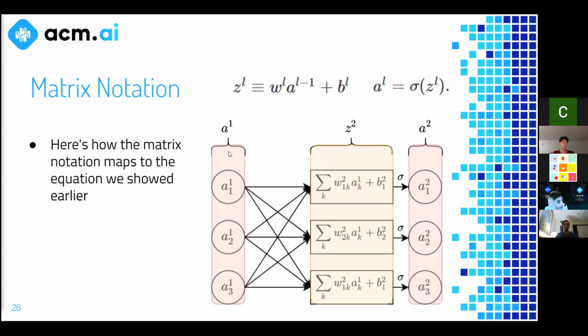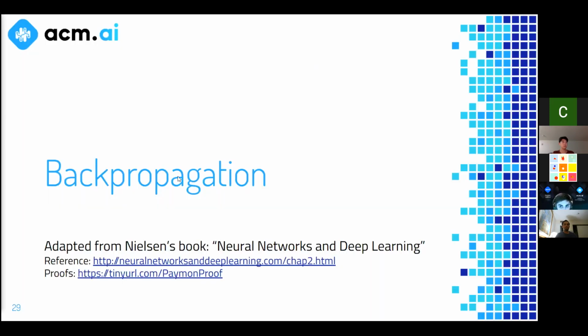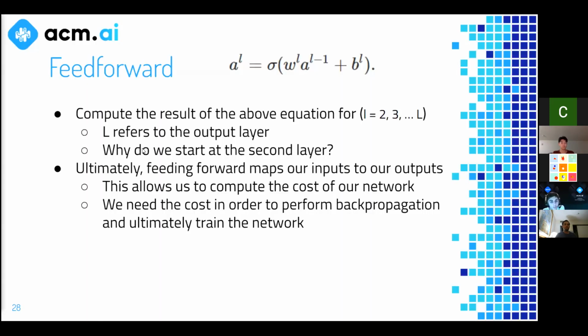The last layer of neurons is the output, right? So we have the output at that point. Just a quick thing to note before we get into the next part.